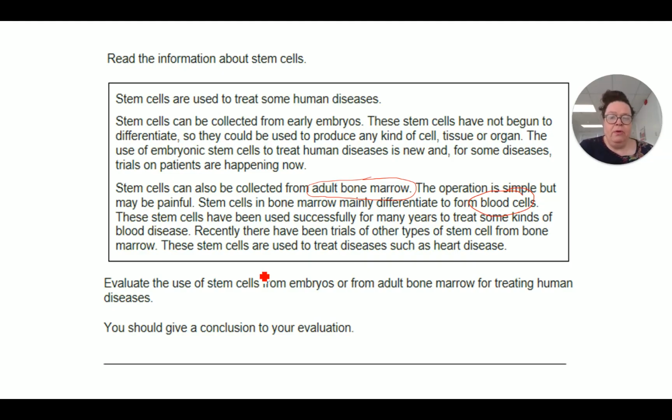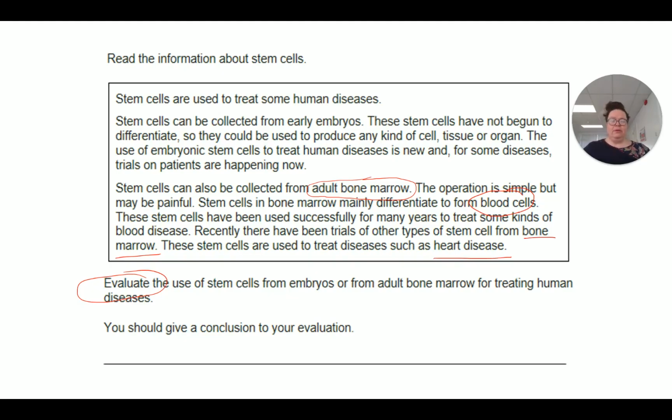And then recently there have been trials of other types of stem cell from bone marrow, and these are used to treat diseases such as heart disease. Okay, so given us all this information, what do they want us to do? They want us to evaluate the use of stem cells from embryos or from adult bone marrow for treating human diseases. Okay, and again, you should give a conclusion. It doesn't always say give a conclusion, but if you see the word evaluate, you need to give one, okay? Right, if you want to pause the video and have a go at this, do now, please.